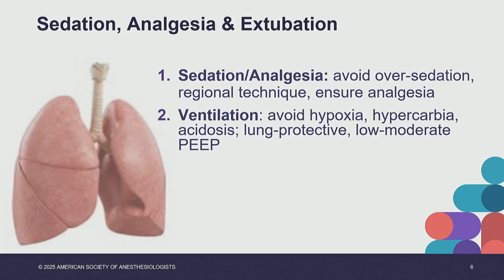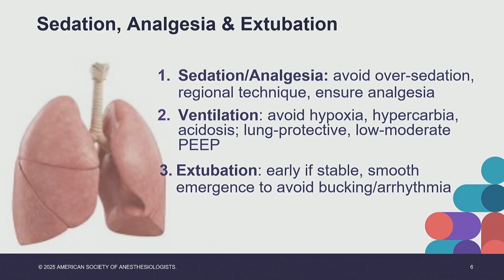And for ventilation, we avoid hypoxia, hypercapnia, and acidosis. I use lung protective settings with low to moderate PEEP. And when the patient is ready, I extubate early but deliberately once they're off their inhaled pulmonary vasodilators. So their emergence needs to be smooth, a calm, steady extubation rather than a fight with the vent. That's how you prevent those sudden right ventricular pressure spikes.